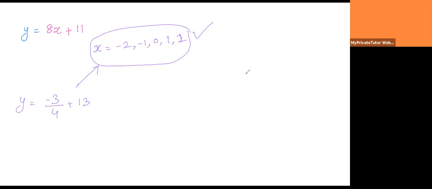You can choose any, because you just need 2 or 3 points to connect the line, and then you will extend the line. That's why I'm saying, once you have plotted and marked the points, please extend the line. Please don't start and stop at those points like this. Please extend on both sides of the points.